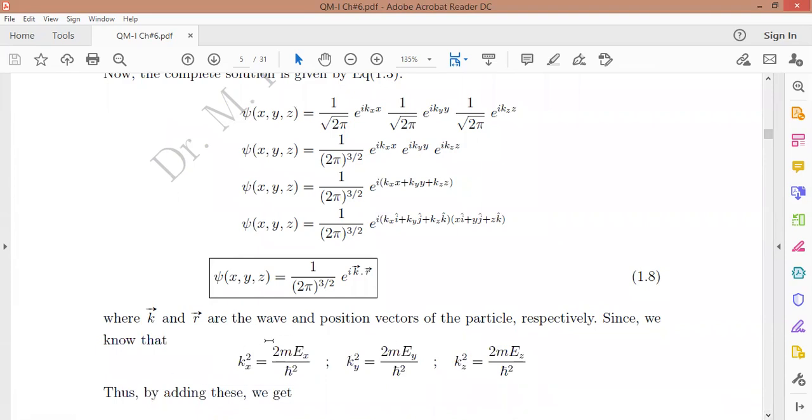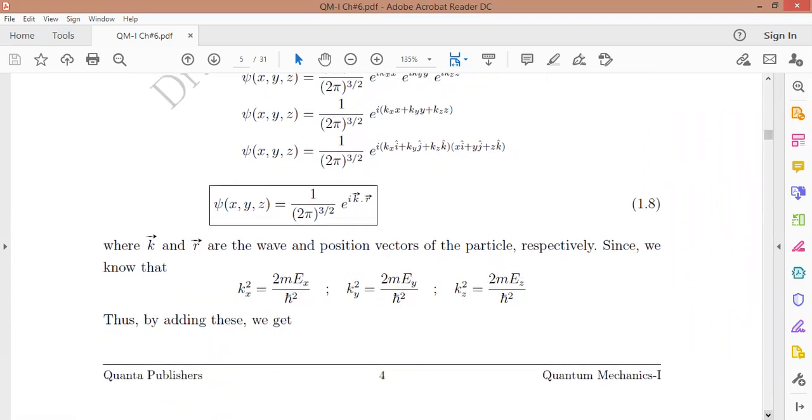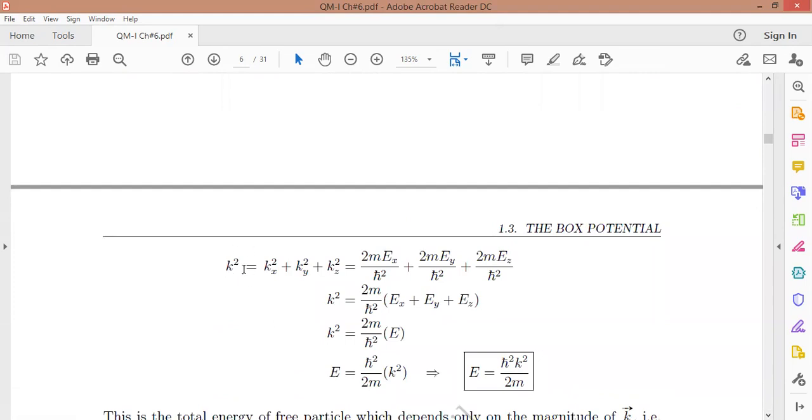These are the wave vectors: kx square is equal to this one, ky square is equal to this one, and kz square is this one. You can write the total wave vector k square. It is the sum of the squares of the wave vectors along the x, y, and z axes. We are just taking k square is equal to kx square plus ky square plus kz square. And finally, we have the energy E is Ex plus Ey plus Ez.